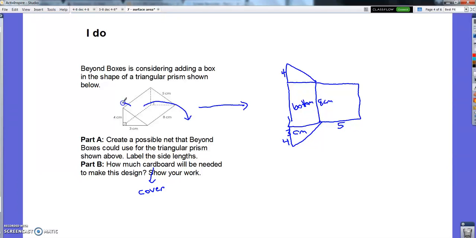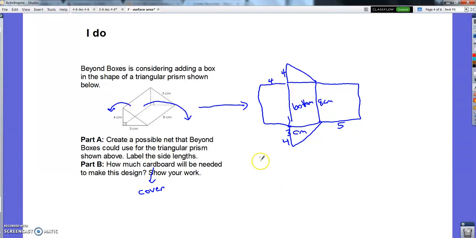And then I can take this straight up and down face and fold it back that way. It's going to be a 4 by 8. It's the 8, so I'd have a rectangle in between that's here.